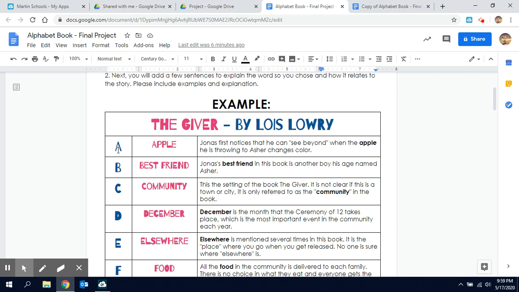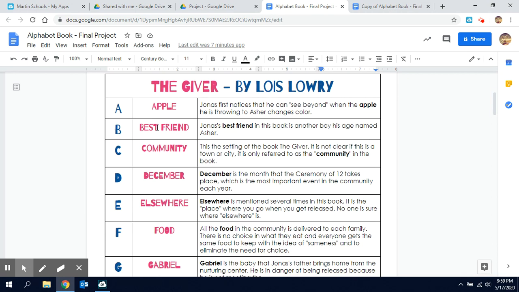If you look here, for letter A, I did apple. The reason I chose apple is there is a part in the book The Giver where Jonas is tossing an apple back and forth, and he happens to notice something, and it's a really important part of the book. So I just wrote a sentence here: Jonas first notices that he can see beyond when the apple he is throwing to Asher changes color. So I'm explaining the relationship between the word apple and the story. It's not just a completely random word. The word I'm choosing obviously has something to do with the book.